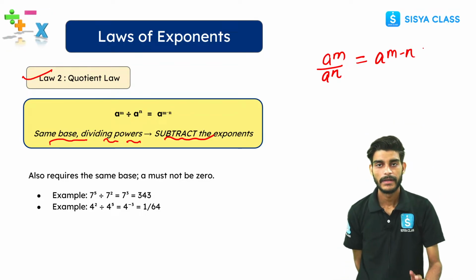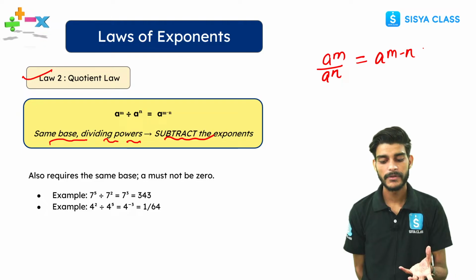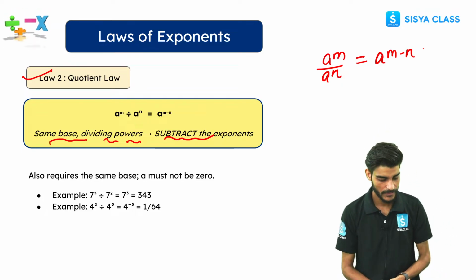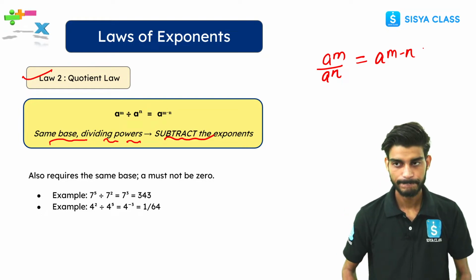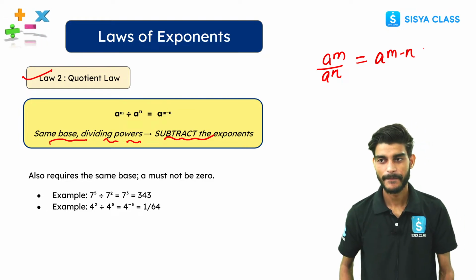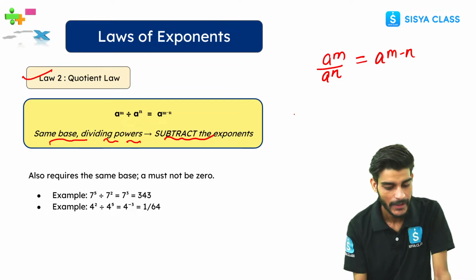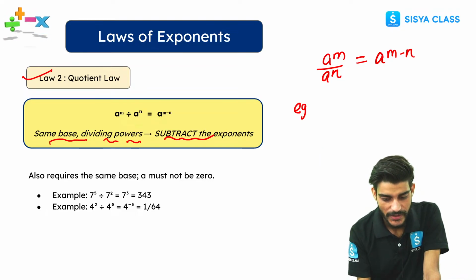Clear? In the first you have to add the powers, here you have to subtract the powers. Any doubt? No? No doubt? Clear? Okay. Let's move ahead to some examples on the quotient law.